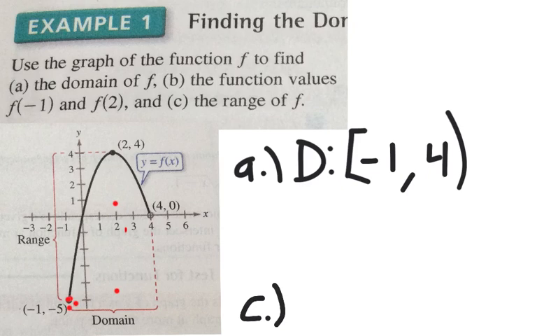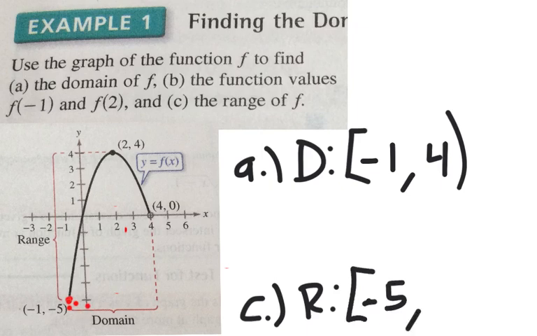So I need to find the range of this function. For the range, we're looking at the y values. So what is the lowest y value the graph takes on? Down here at -5. It never goes beneath -5, but it does include -5. So the lowest range value is -5. And then as we increase in y values, what's the highest y value the graph takes on? 4. It goes all the way up to 4. It doesn't get any higher than 4. Is 4 included? It is. So we should put a bracket around 4.